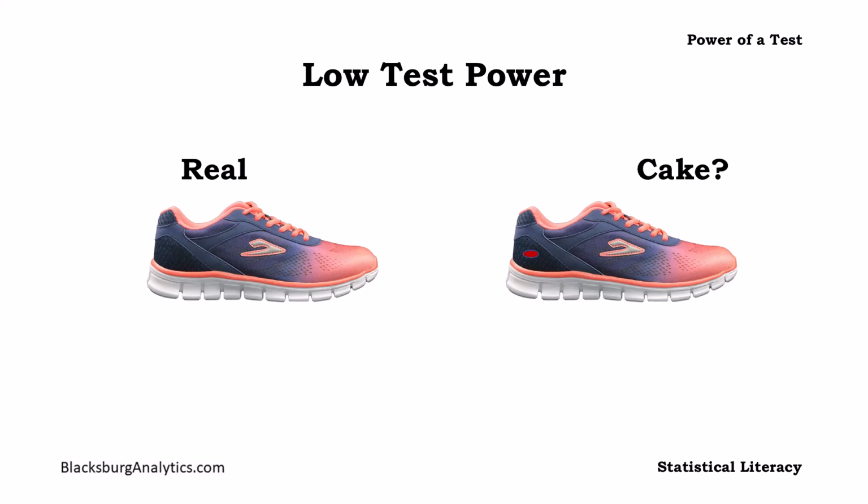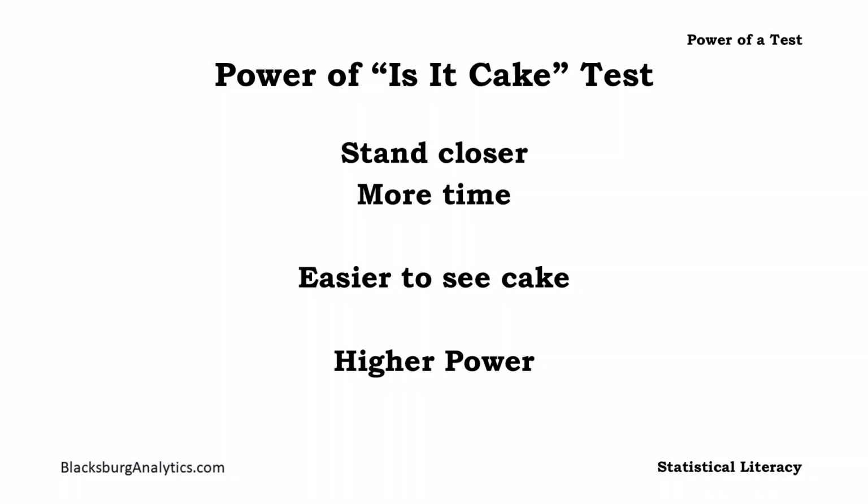The power of the test is lower if the cake items look almost exactly like the real thing. The probability of correctly identifying cake as cake is low. The power of the test increases as the distance between the contestants and the items decreases. Standing 5 feet away rather than 10 feet would make it easier to detect cake as cake. If the contestants could actually touch the items, the power of the test would be 100%.